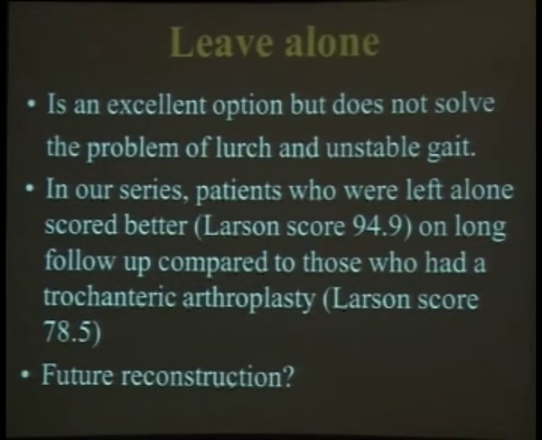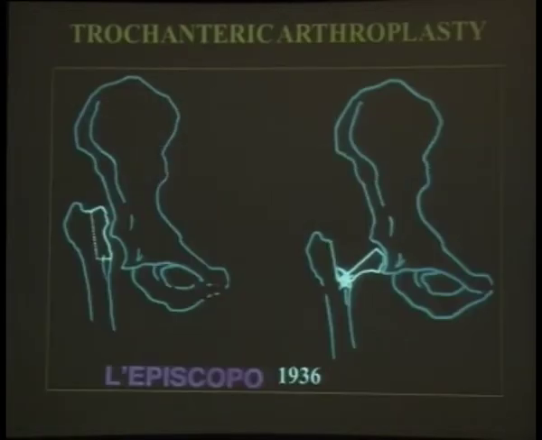Now we compare 2 series, one of which was treated and one of which was left alone. The left alone series actually fared better. They had a Larson score of 94.9 compared to those who had a trochanteric arthroplasty. They had an inferior score, 78.5. However, there are still problems. What about future reconstruction? Trochanteric arthroplasties have been proposed.